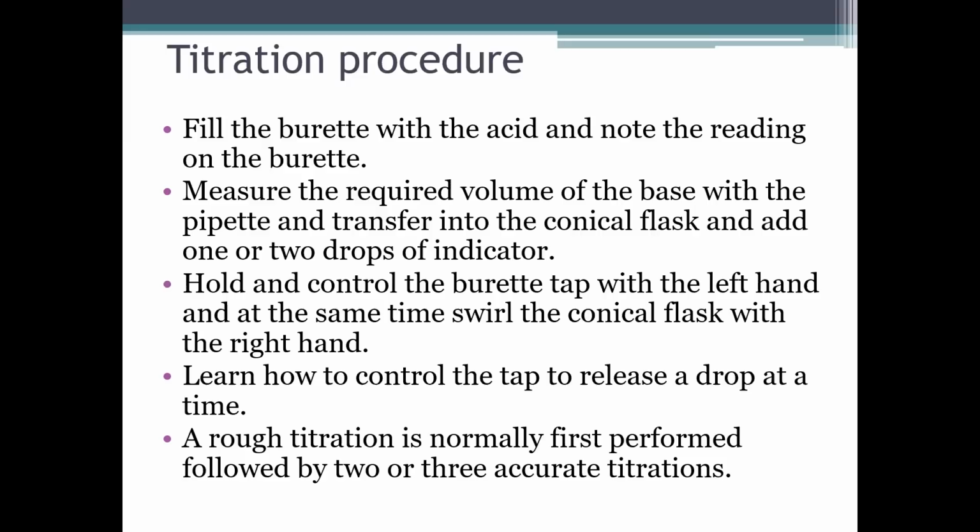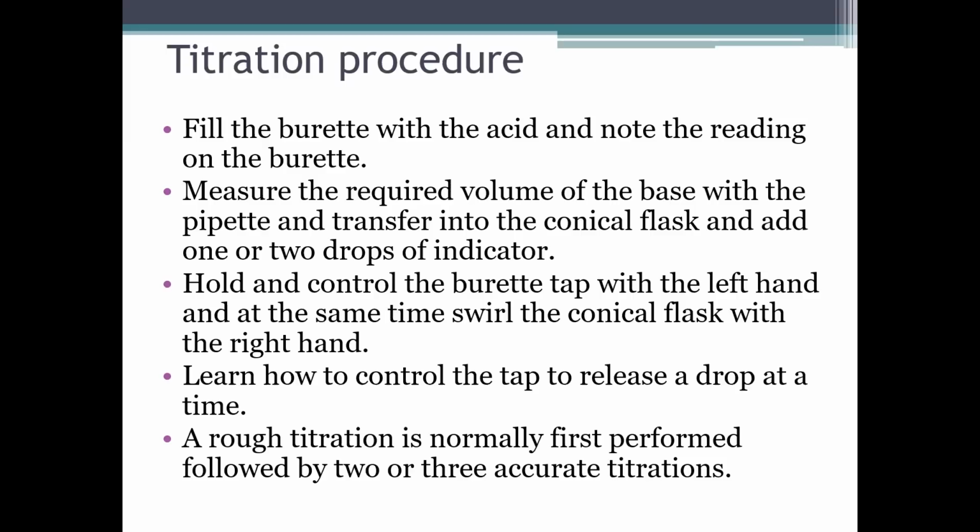So you hold and control the burette tap with your left hand, and at the same time, you use your right hand to swirl the contents of the flask. You first start by releasing the tap to release a drop at a time of your acid. And when you see the color change, immediately you stop, you close the tap, and that gives you a rough idea of the volume of the acid that you need to neutralize the base.